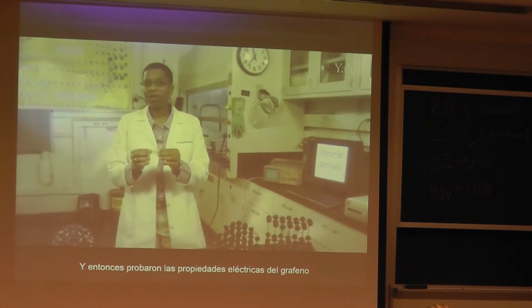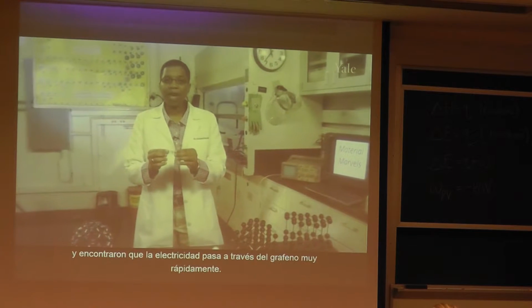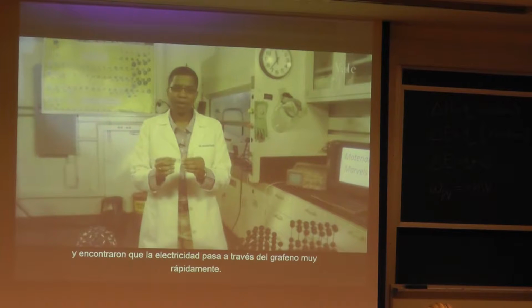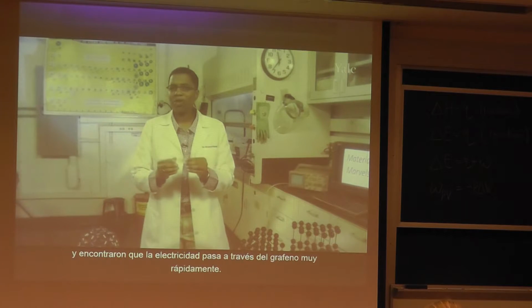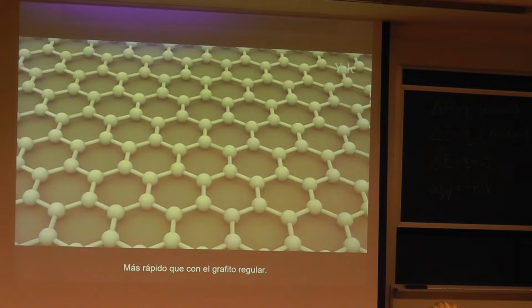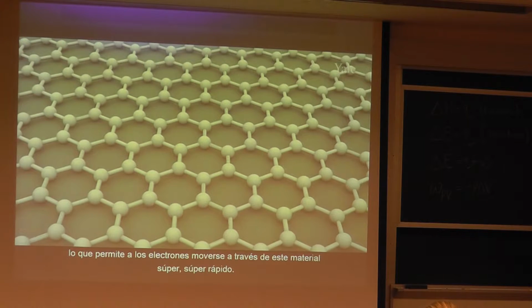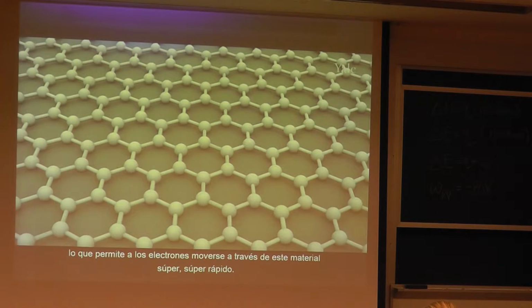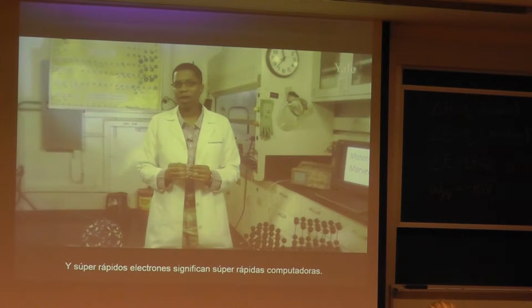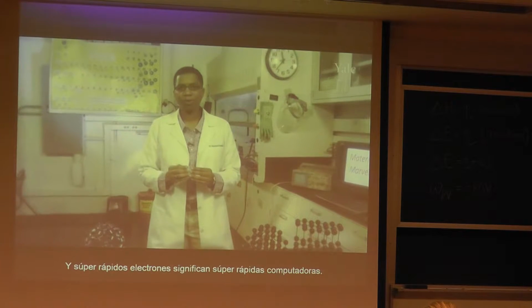And then they tested the electrical properties of the graphene, and they found that electricity passes through the graphene really fast, much faster than regular graphite. It's the one layer of atoms that allow electrons to move through this material super fast. Super fast electrons means super fast computers.